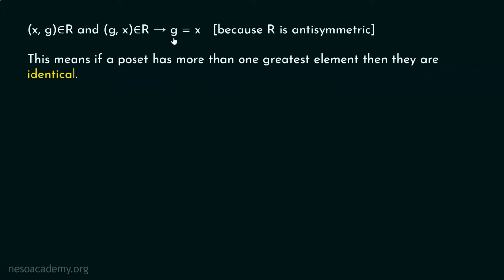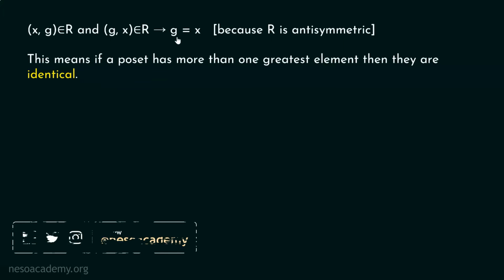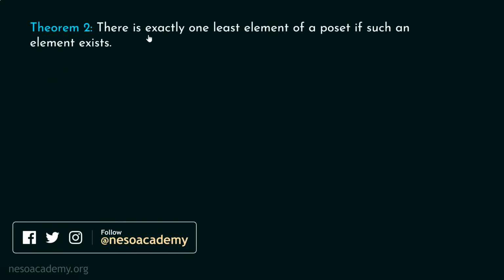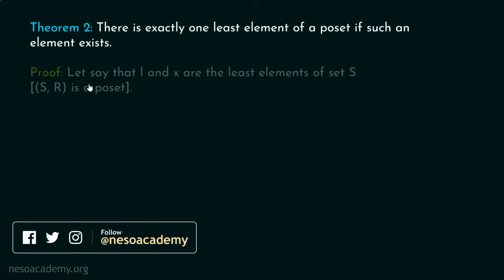If there are more than one greatest elements, then they are actually identical. This simply means there is exactly one greatest element possible in a poset. Now let's consider theorem 2. There is exactly one least element of a poset if such an element exists. Okay. Now here is the proof of this theorem.